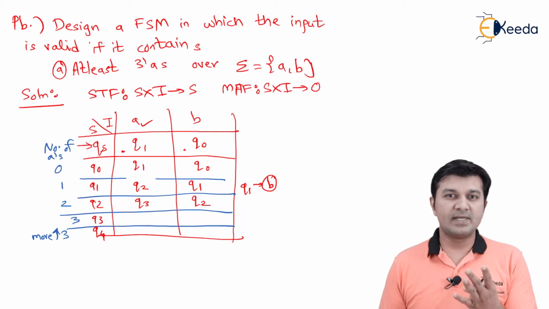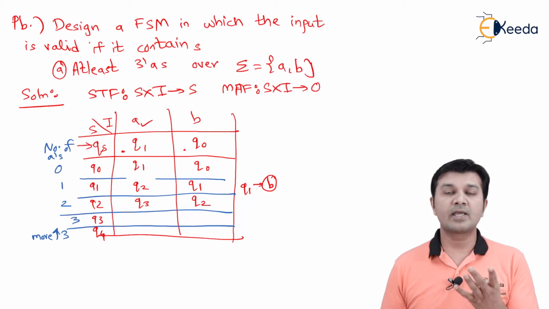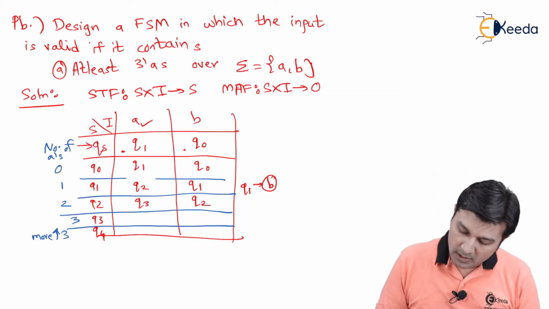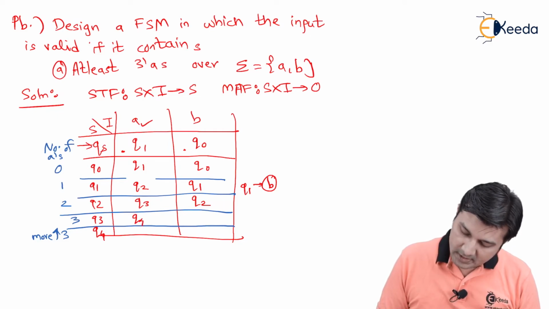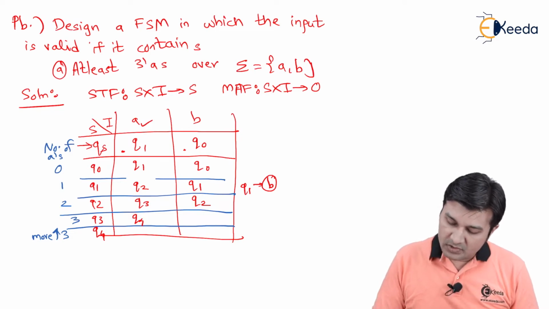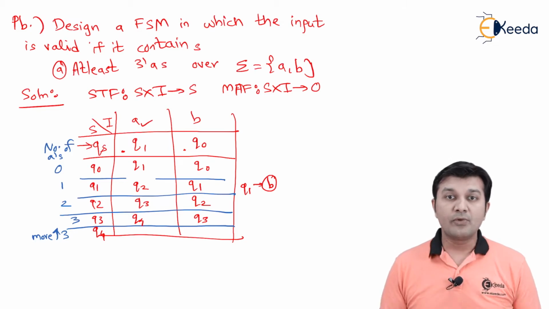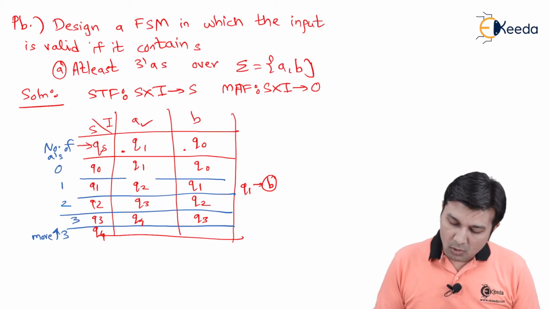So 4 is indirectly anything which is greater than 3, and for that we are keeping a track of this 4 using this next state which is Q4. Therefore, Q3 on A will go to the state Q4, and Q3 having 3 A's when receives a B will remain in state Q3.